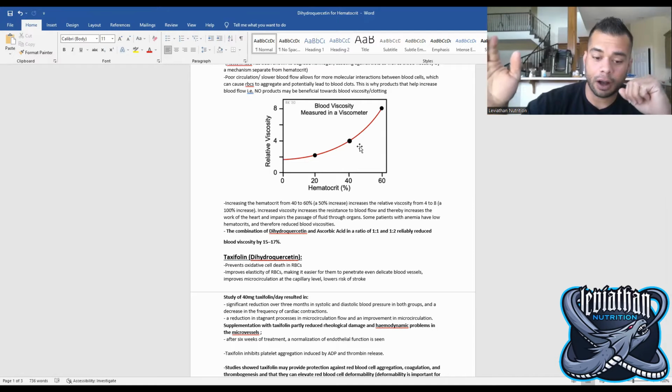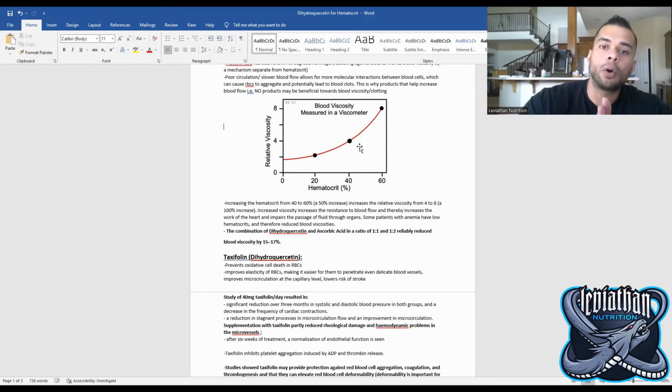So rather than focusing on reducing hematocrit, we want to really focus on reducing blood viscosity as a whole, because the main issue with high hematocrit is blood viscosity. You can see from this graph, increasing hematocrit from 40 to 50%, which is a 25% increase in hematocrit, can increase the blood viscosity by 100%, from 4 to 8. So increased viscosity will increase the resistance to blood flow, increases the work of your heart, impairs the passage of fluid through all of your organs. So this has a compounding effect.